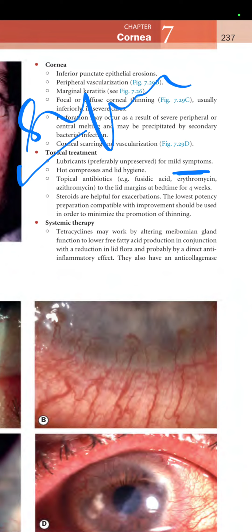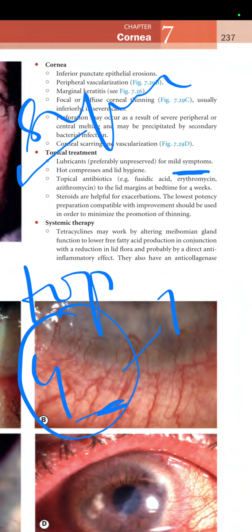Topical antibiotic, for example, fusidic acid, erythromycin, azithromycin to the lid margin at bedtime for 4 weeks. Basically it is a reaction to the normally found bacteria, so we can give topical antibiotic. Steroids are helpful for exacerbation. The lowest potency preparation compatible with improvement should be used in order to minimize the promotion of thinning. So we use topical steroid, but very cautiously, because it can induce thinning in this case of rosacea.